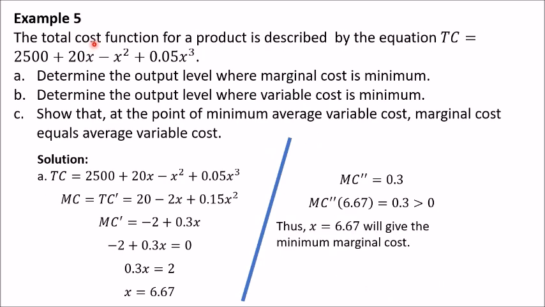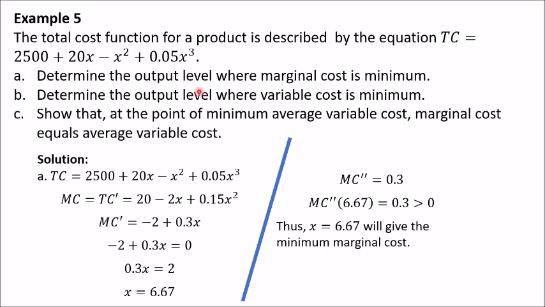Example number 5. The total cost function for a product is described by the equation TC equals 2500 plus 20x minus x squared plus 0.05x cubed. A. Determine the output level where marginal cost is minimum. B. Determine the output level where variable cost is minimum. And C. Show that at the point of minimum average variable cost, marginal cost equals average variable cost. So output level here is actually the value of x.